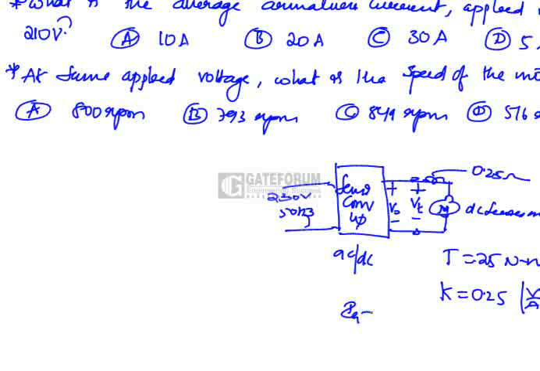What we have to find? We have to find the average armature current for a terminal voltage of 210 volts. At the same applied voltage, what is the speed of the motor? Okay, now let us see the first question here.